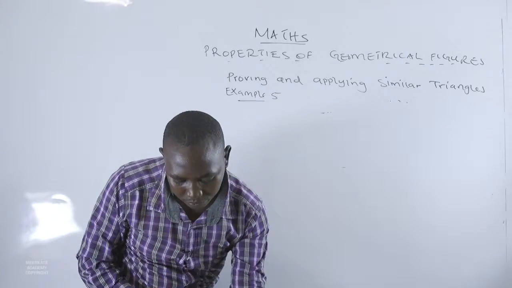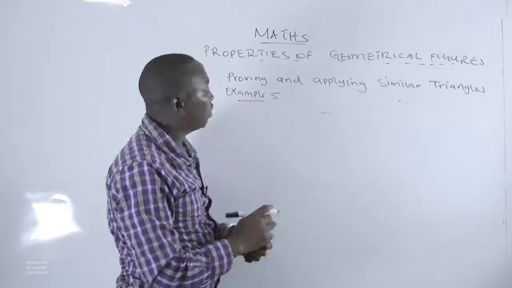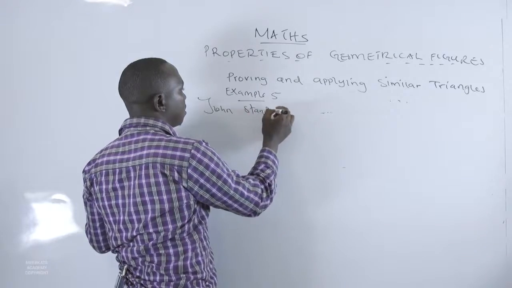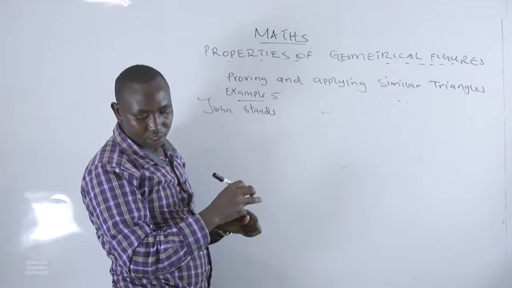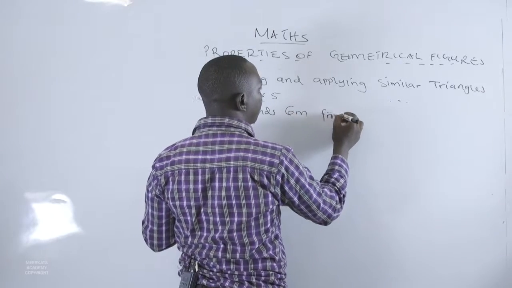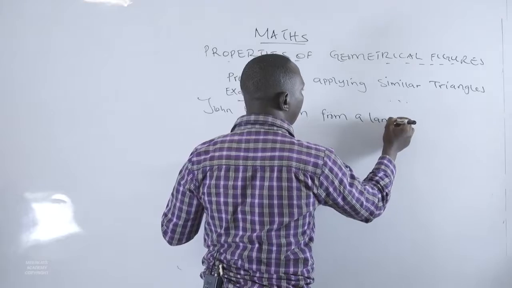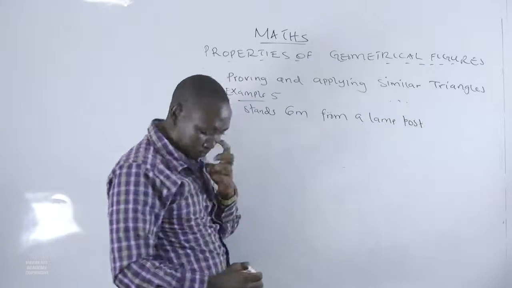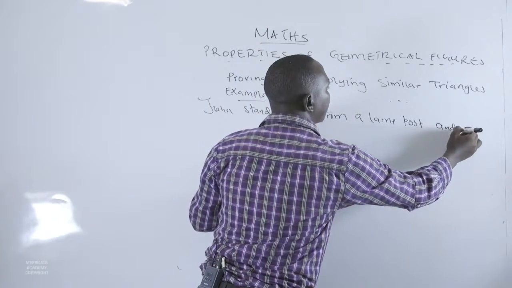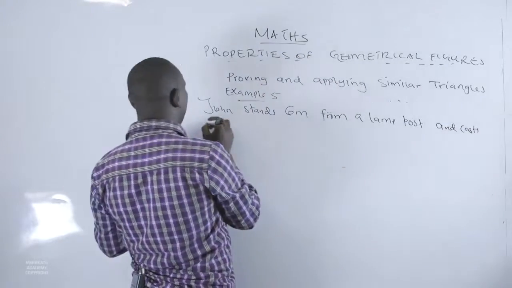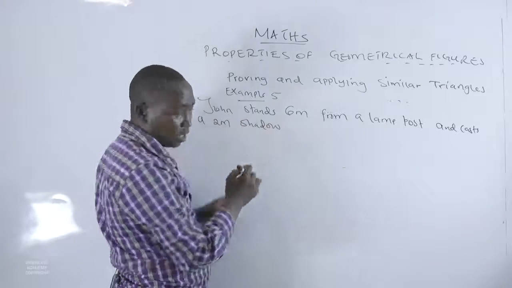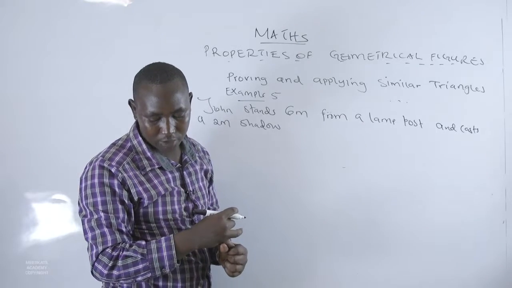Example 5, we are told that John stands 6 meters from a lamp post and casts a 2-meter shadow. He casts a 2-meter shadow.